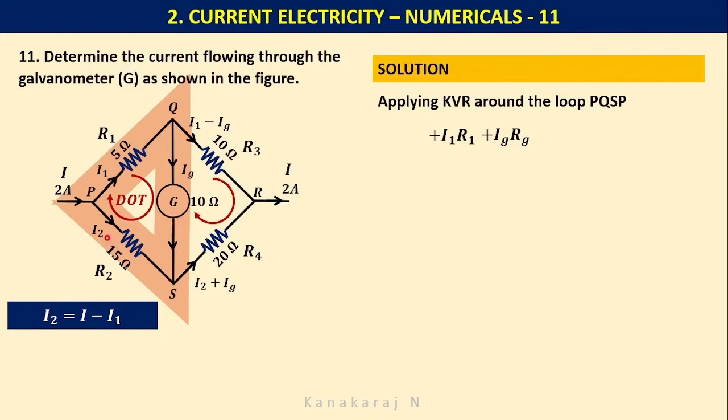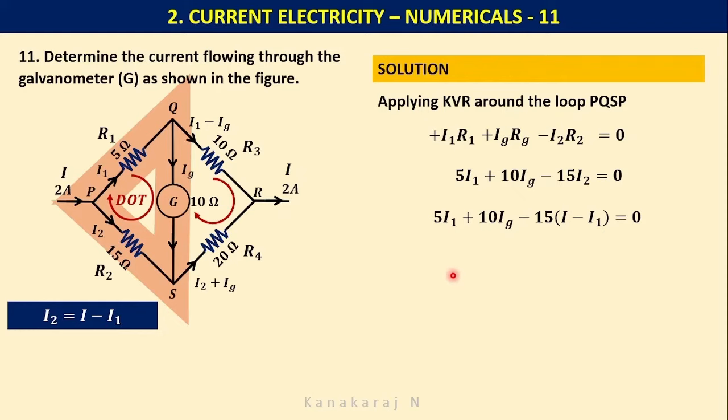Then look at I2. This I2 direction is opposite to the direction of traversal, so I2 R2 is negative. No EMF in this route, so equals 0. Now we are going to substitute the values of R1, Rg and R2. R1 is 5 ohms, so 5 times I1, Rg is 10 ohms, 10 times Ig, R2 is 15 ohms, so 15 times I2. Now let me substitute the value of I2 as I minus I1.